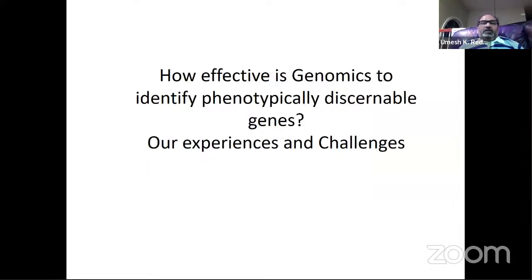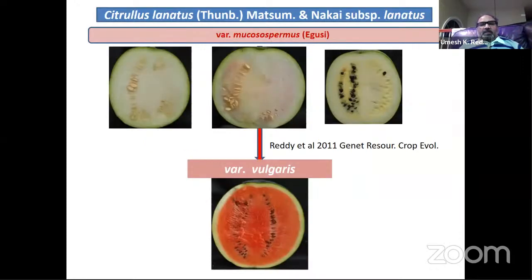So today I would like to present some scenarios that we have worked on in our laboratory and published, about the phenotypically discernible genes. To start, we mainly work with watermelon, one of the important horticulture crops.